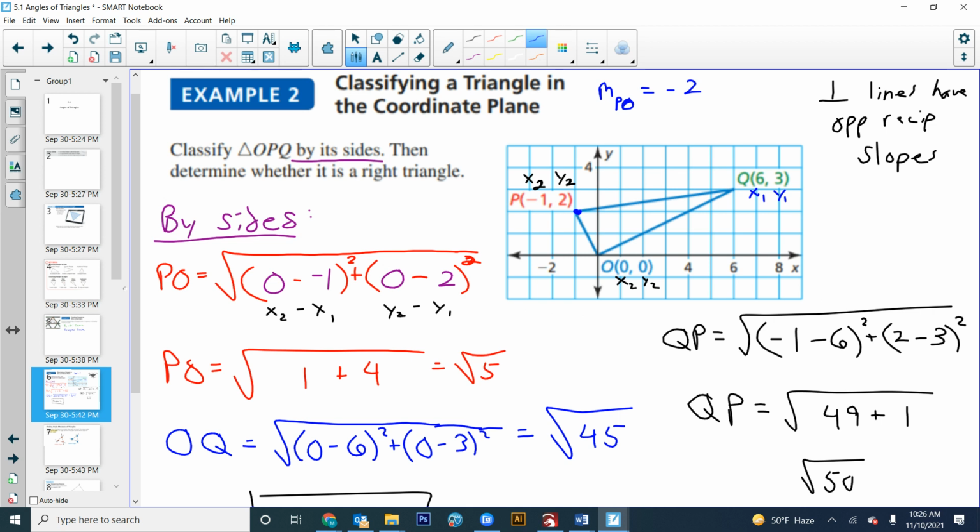Down 2, right 1. How would I find it if I didn't have a graph? I'd have to use the slope formula, which is y2 minus y1 over x2 minus x1. I don't want to do that right now because I have a graph. I can count. Can you count? I mean, I can count on you.